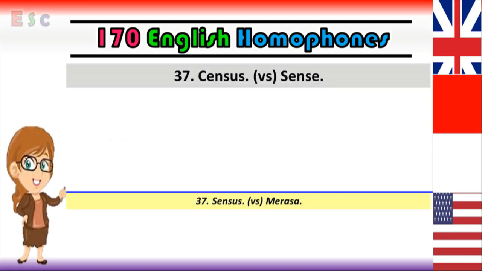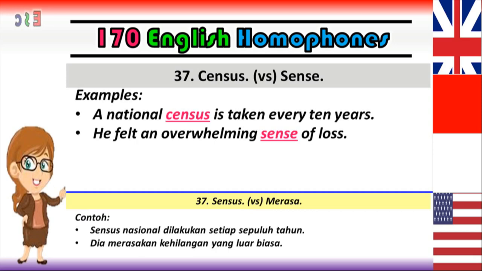37. Census versus sense. Examples. A national census is taken every 10 years. He felt an overwhelming sense of loss.